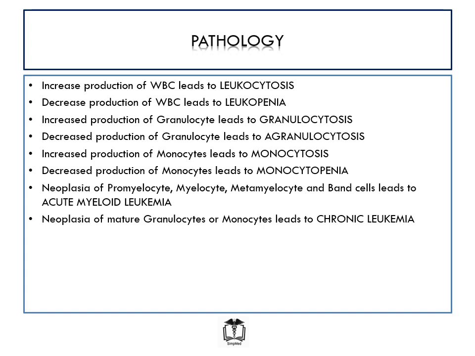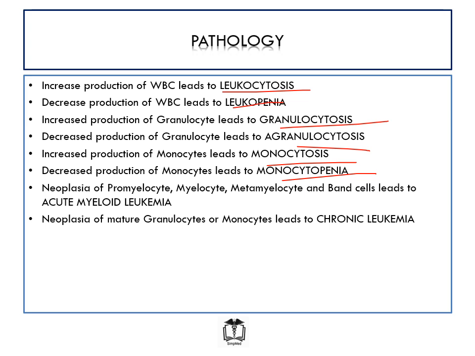To complete this model, let's talk about the different forms of pathology that could arise as a result of increased or decreased or abnormal production of white cells. Starting with an increased production of white blood cells, this tends to be referred to as leukocytosis. Decreased production tends to lead to leukopenia. Increased production of granulocytes in particular tends to lead to granulocytosis. If there's a decreased production of granulocytes, we term that agranulocytosis. Increased production of monocytes leads to monocytosis. Decreased production of monocytes tends to lead to monocytopenia.